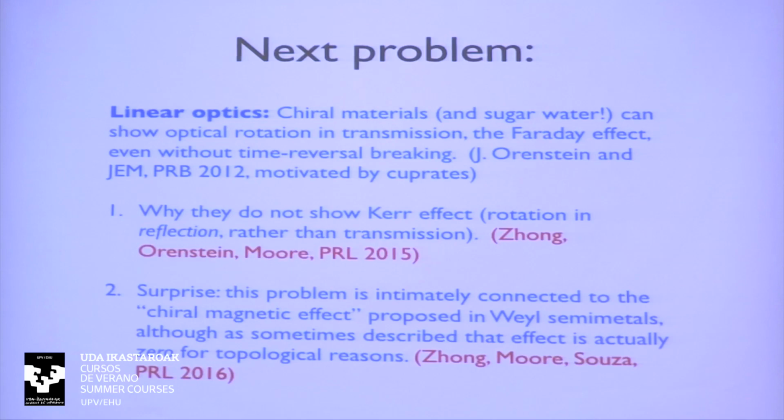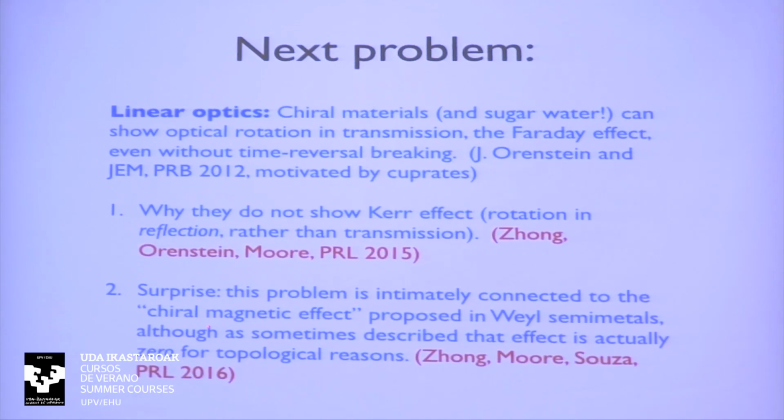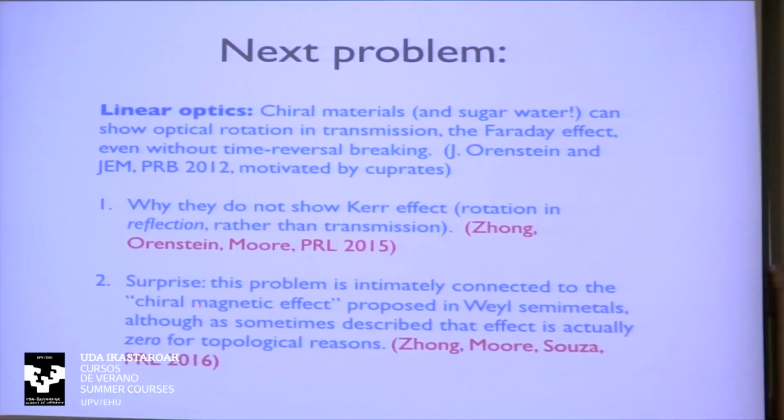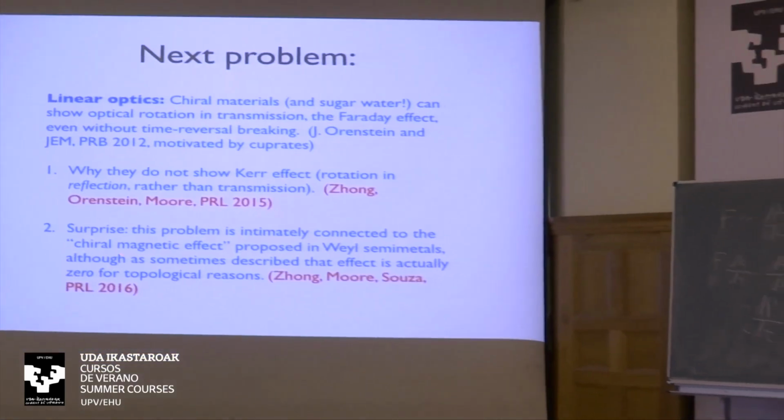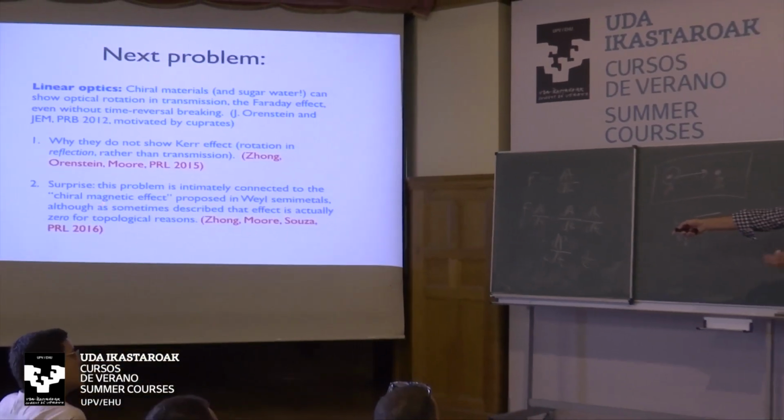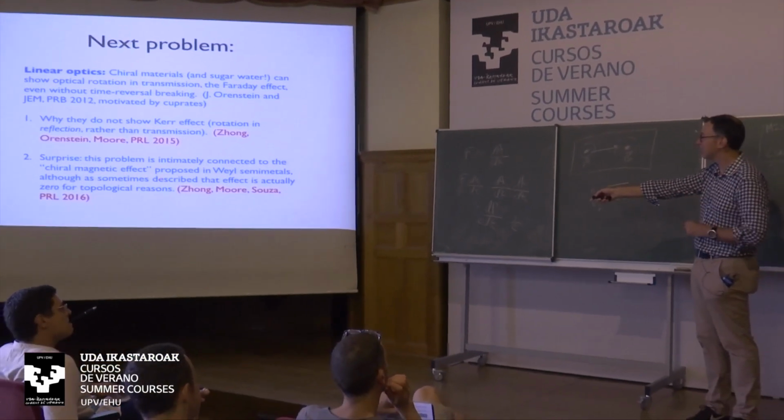And then second, in a way, this is a negative theorem for Weyl semimetals. We want to claim that the so-called chiral magnetic effect is either 0 in some case, depending on how you define it, or when it's non-zero, it's not exactly very topological. It's not specific to Weyl semimetals.